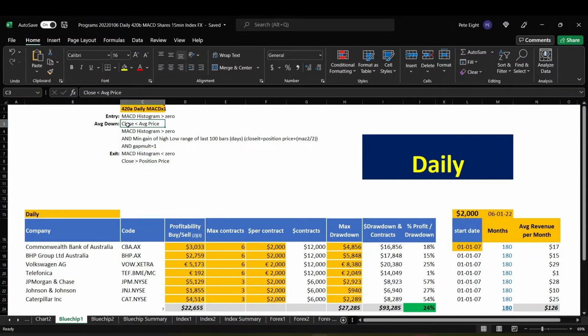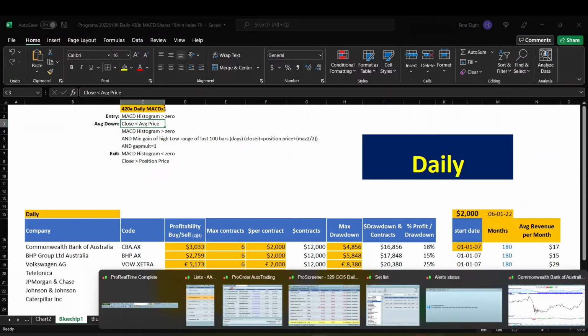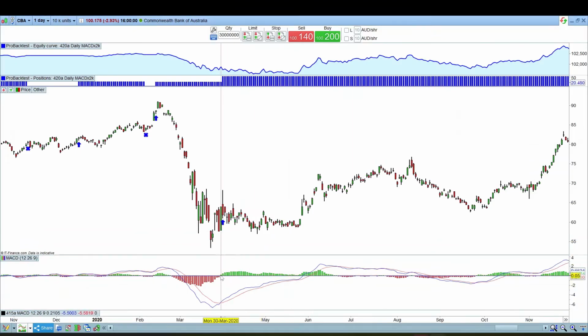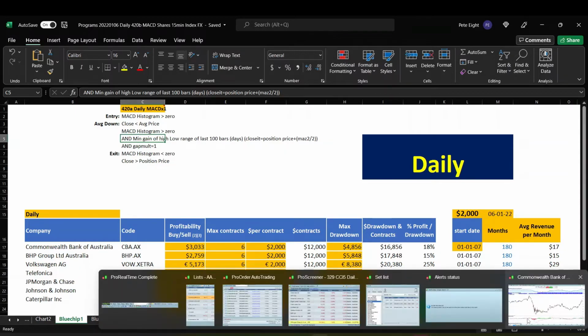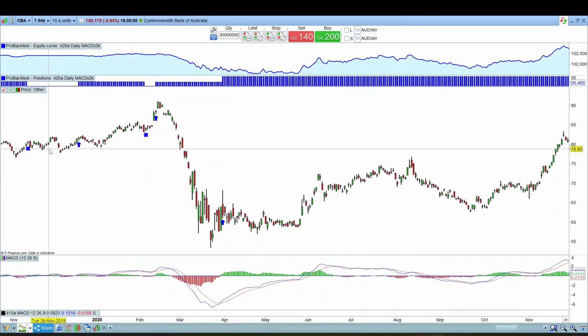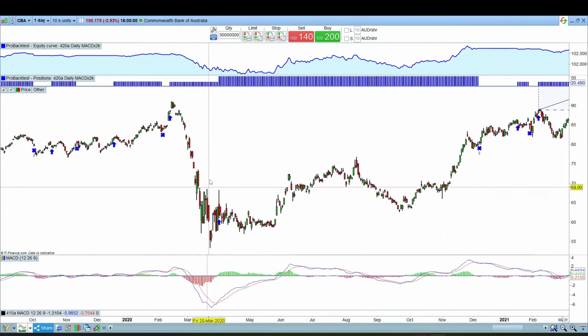That's what it means by that: close is less than the average price. Our histogram is greater than zero, which it is. The histogram breaks above zero. So that's the two criteria so far. The last criteria is the minimum gain of the last 100 bars is reached. That's another little formula I put in there. What that basically means is, from the previous 100 bars, our average high-low range has been executed.